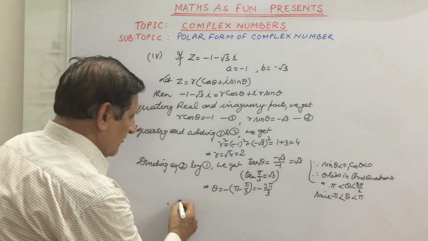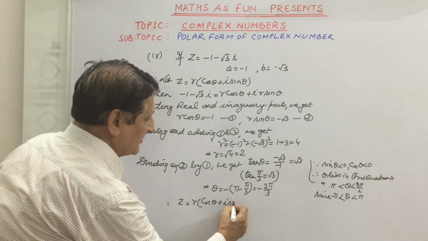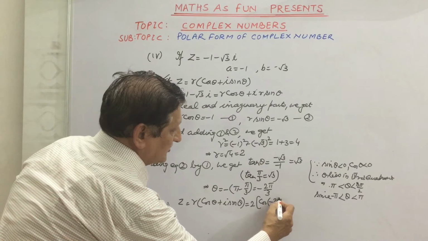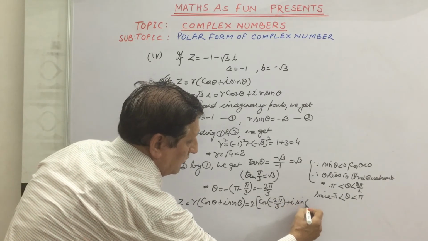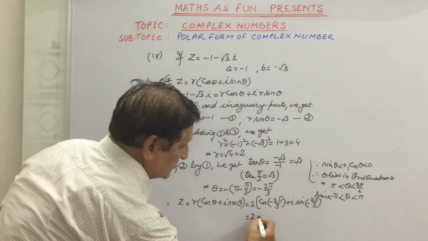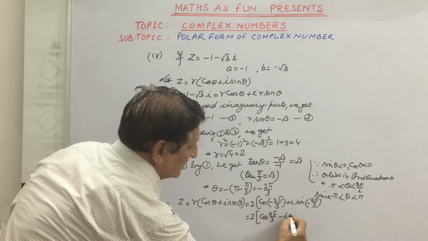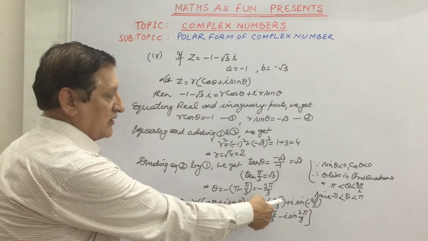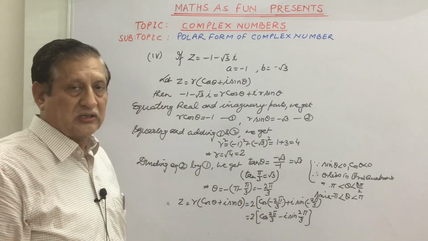And therefore, we get the polar form of z as r cos theta plus iota sin theta, that is equal to 2 into cos of minus 2 pi by 3 plus iota sine of minus 2 pi by 3. We can also write this as 2 into cos of 2 pi by 3 minus iota sine of 2 pi by 3, since we know that cos minus theta is plus cos theta and sine minus theta is minus sine theta.